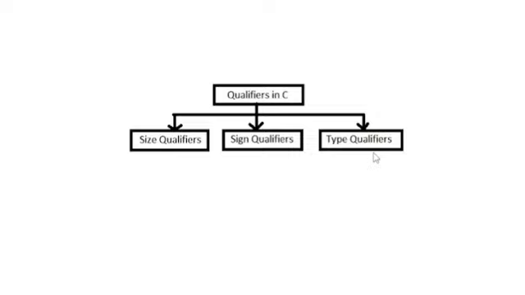So sign qualifier is used to specify the signed nature of the integer. For example, if we write int a, then this a is able to store both negative and positive values. If we don't write anything before int, then by default it is going to take the signed qualifier. But if you want to convert it into unsigned, we have to add unsigned before int.